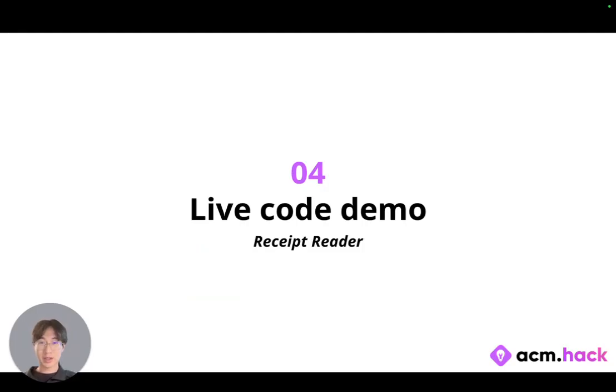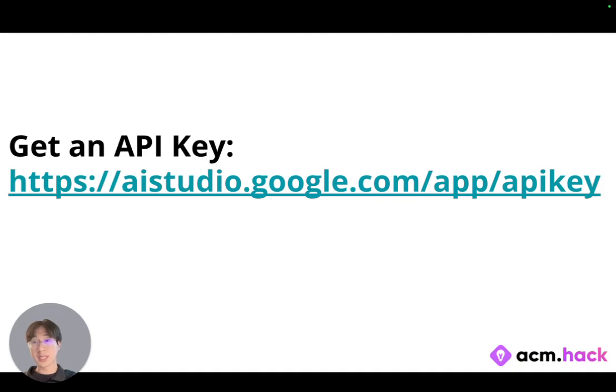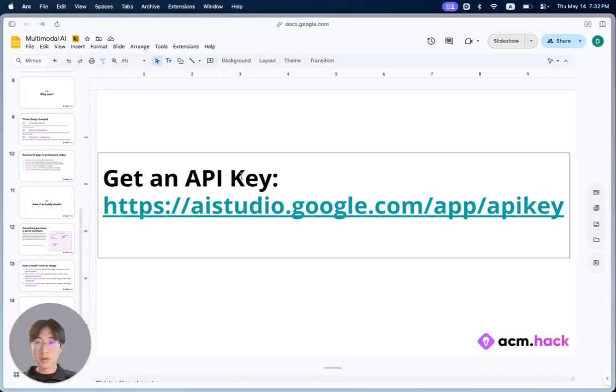Now here's a live code demo that I'm going to show. But first, you're going to need to get an API key for the Gemini API. It should be free. You don't need to create a billing account. You just go to the website, sign into Google, and click Create API Key. It should be a pretty straightforward process. Just make sure that you don't need to create a billing account. The API key should be free. I'm going to go over the demo now.